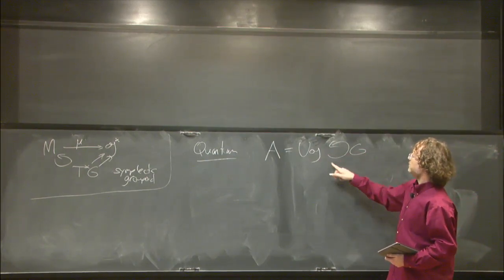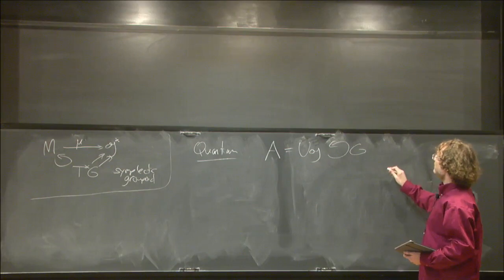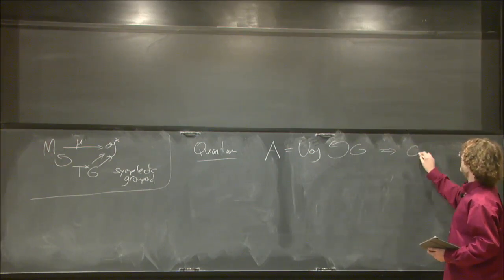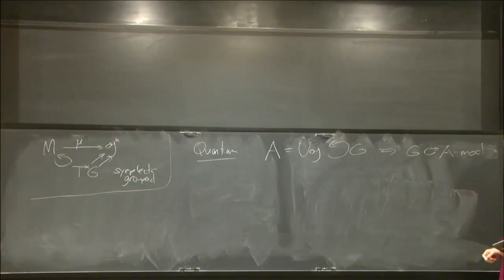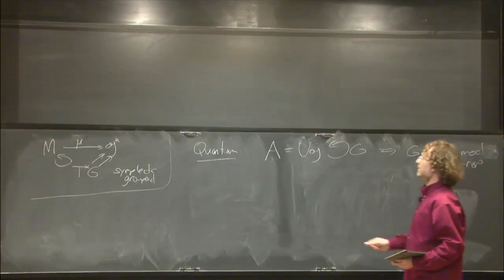Because the group acts on the Lie algebra, it acts on this algebra A, you get an action of the group G also on the collection of all modules for this algebra, which in this case is just representations of the Lie algebra. So given a representation of the Lie algebra, you can move it to a different representation using conjugation by the group. Okay, so that's going to be an example of a quantum Hamiltonian G space.